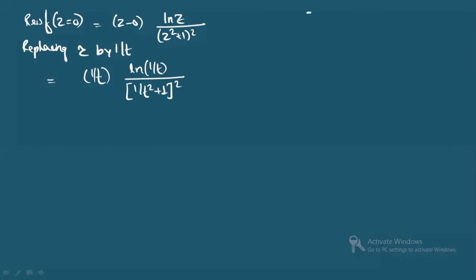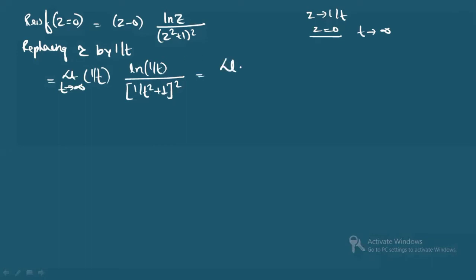Now you see, when z is replaced by 1 by t, okay? So z is equals to 0. Yes or no? That means t will tend to what? Infinity. So the limit will be what? t tends to infinity. All right.